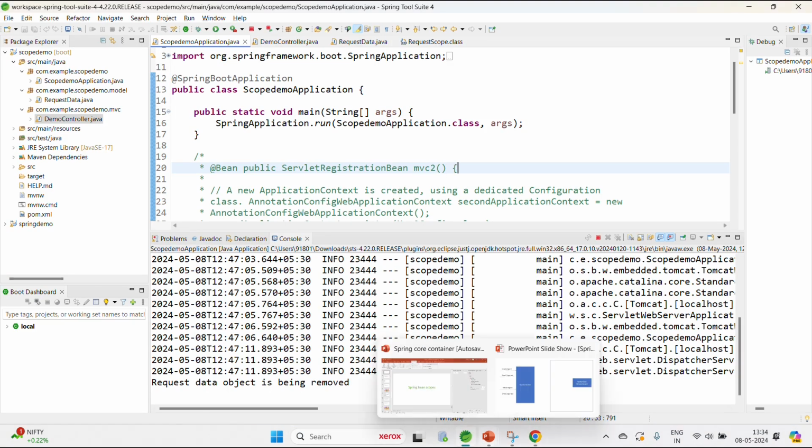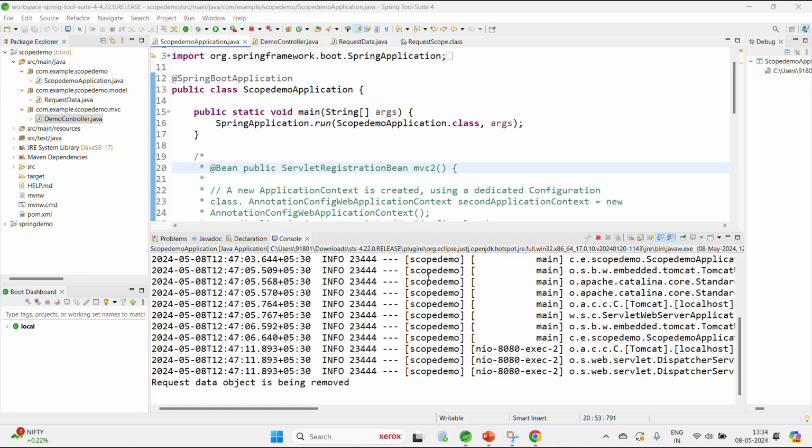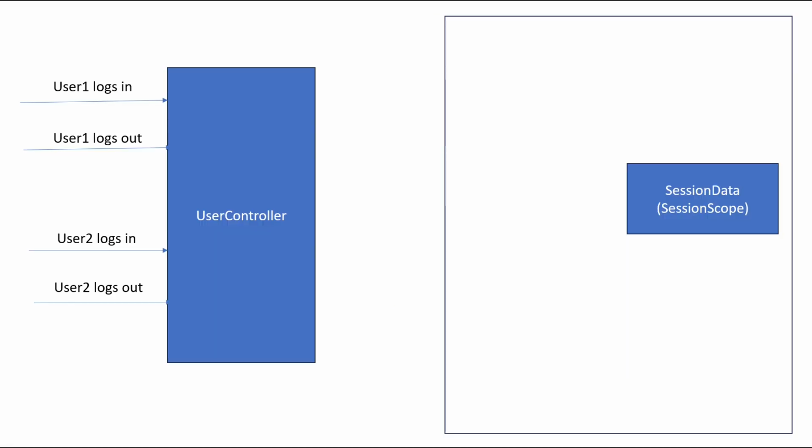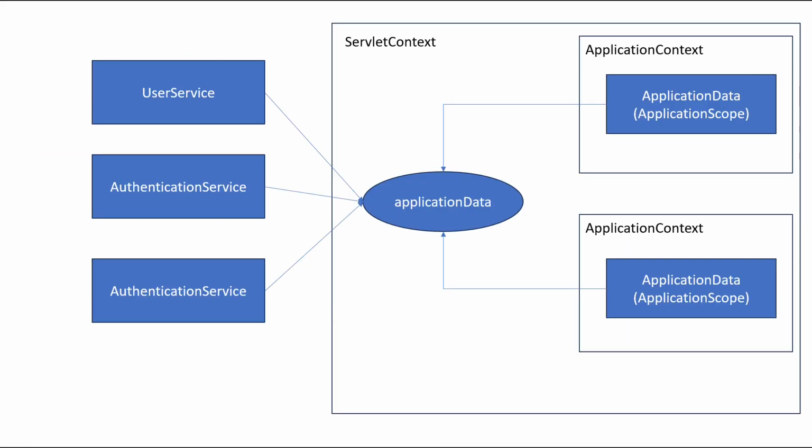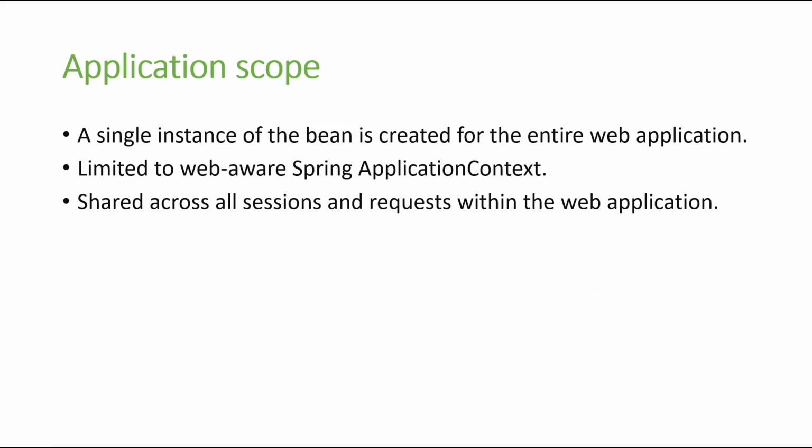Now we will understand the next one. Okay, the next one is application scope. So this is interesting. This application scope is a global scope. That means a single instance of the bean is created for the entire web application. That means it will be shared across all sessions and requests within the web application. So it is a single instance. It is saying single instance, right?